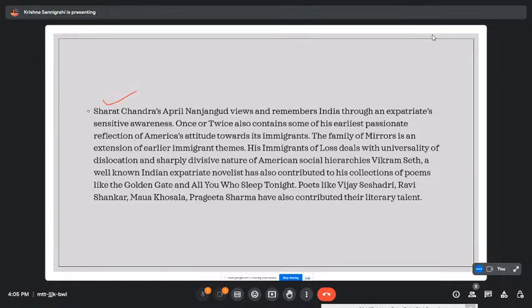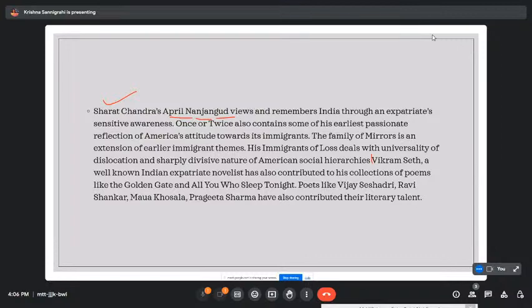Sharat Chandra's April in Nanjangud views and remembers India through an expatriate's sensitive awareness. Once or twice, it contains some of his earliest passionate reflections on America's attitude towards its immigrants. The Family of Mirrors is an extension of earlier immigrant themes. His Immigrants of Laws deals with the universality of dislocation and the sharply divisive nature of America and its social hierarchies.